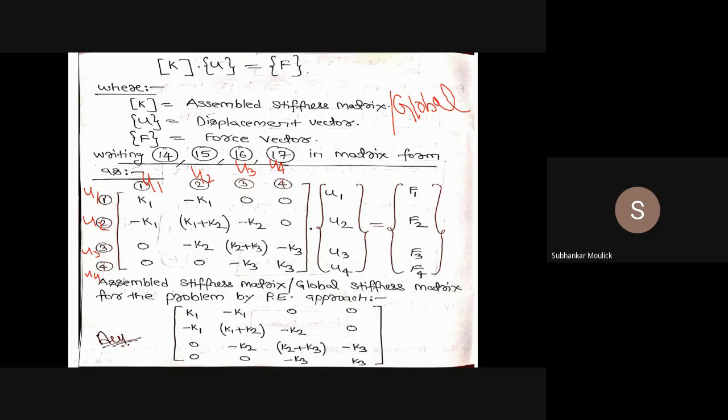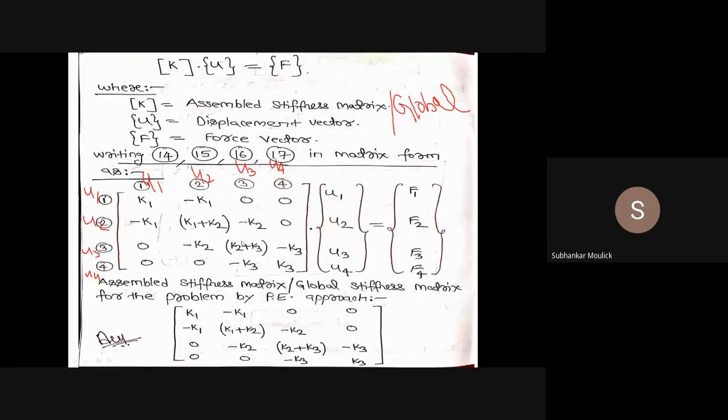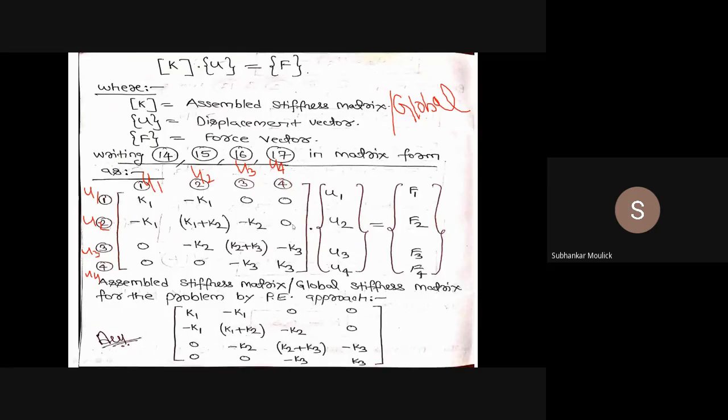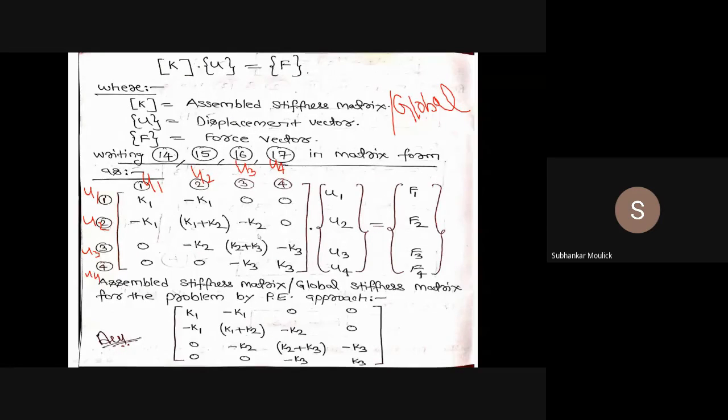Yes, sir, clear. Similarly, the second row represents the equation of force F2. We have F2, that is minus K1 U1 plus K1 plus K2 U2 minus K2 U3. The coefficient of U1 is minus K1, then K1 plus K2 in place of U2, then minus K2, and 0 because there is no U4. So this is the second row: minus K1, K1 plus K2, minus K2, 0. Is the second row clear?